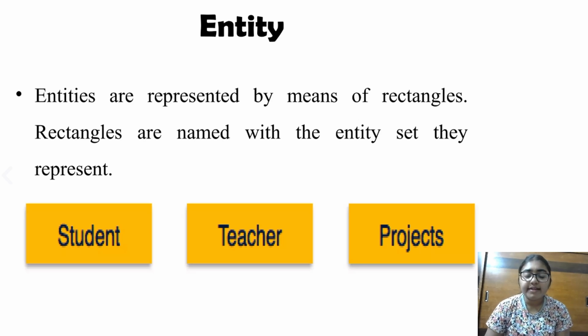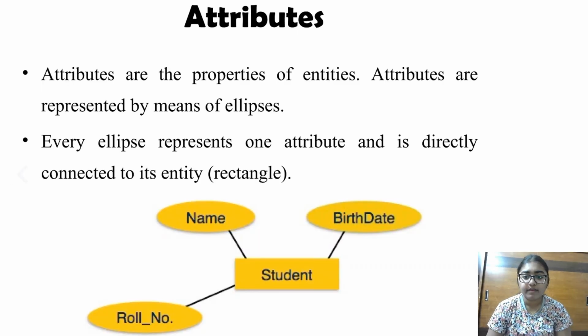Entity. Entities are represented by means of rectangles. Rectangles are named with the entity set they represent. Attributes. Attributes are the properties of entities. Attributes are represented by means of ellipses. Every ellipse represents one attribute and is directly connected to its entity, the rectangle.